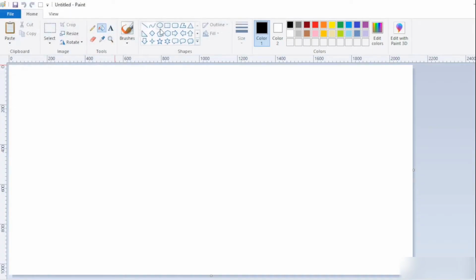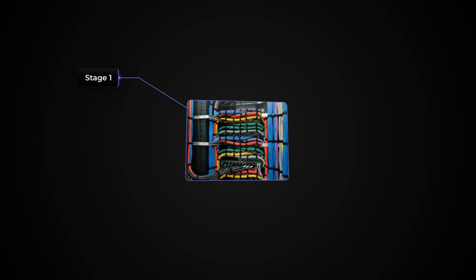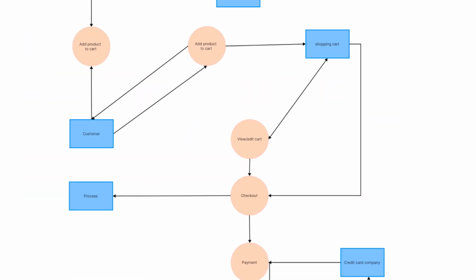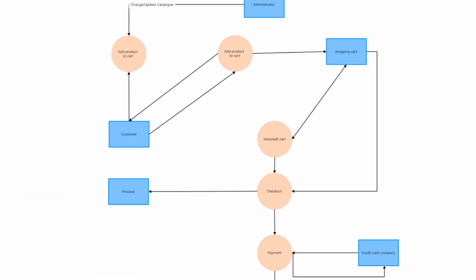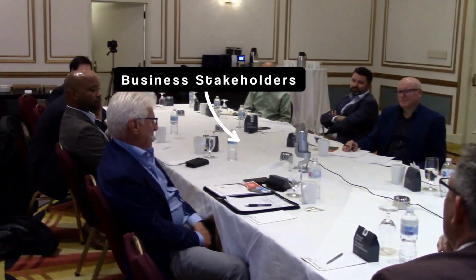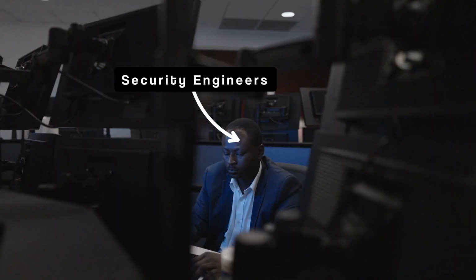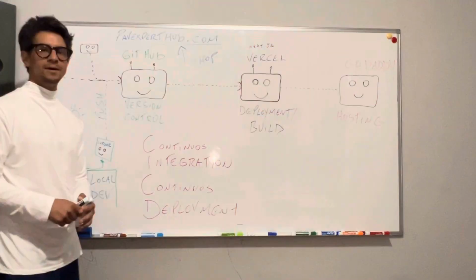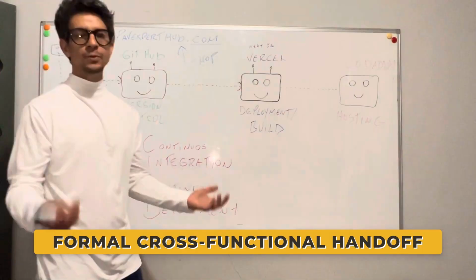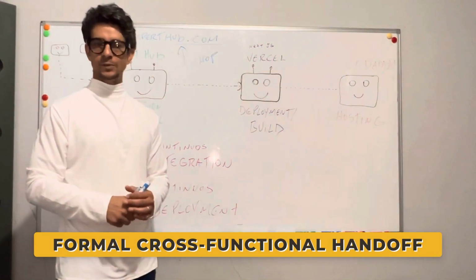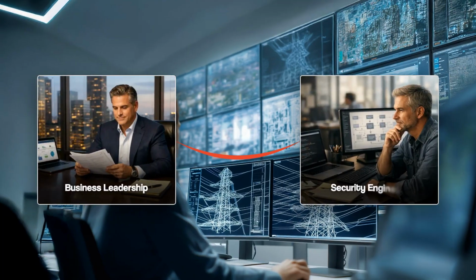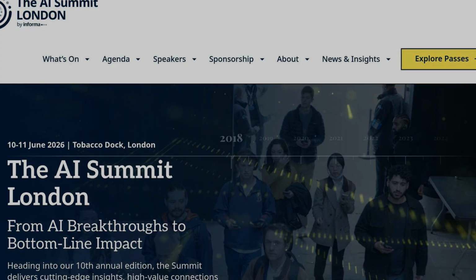Draw 7 numbered boxes in a chain here. Color boxes 1 and 2 differently from boxes 4 through 7. That color difference matters. Stages 1 and 2 are run by business stakeholders. Stages 4 through 7 are run by security engineers. PASTA is the only framework in this group with a formal cross-functional handoff built into its process. Business leadership defines what matters. Engineers figure out how an attacker gets to it.